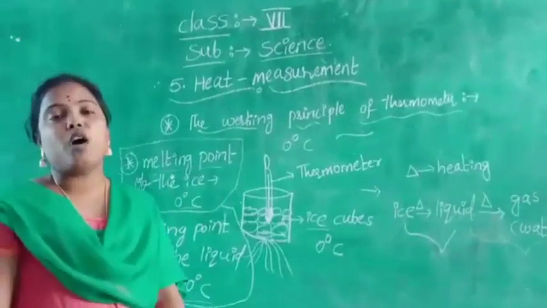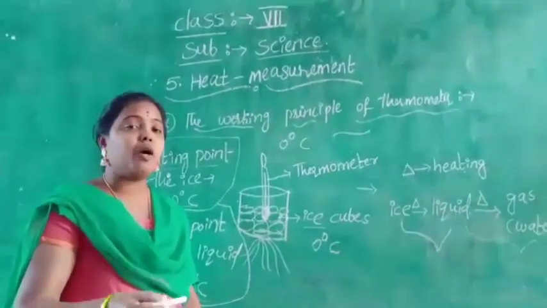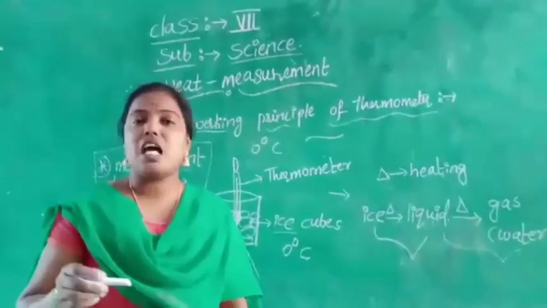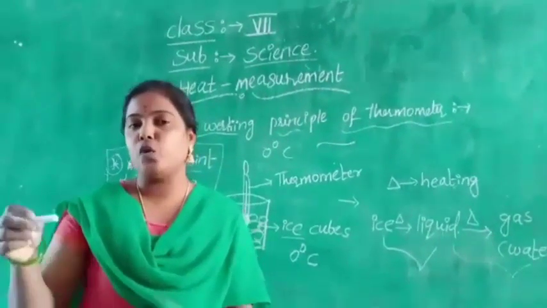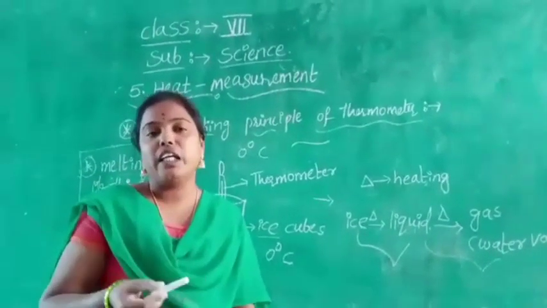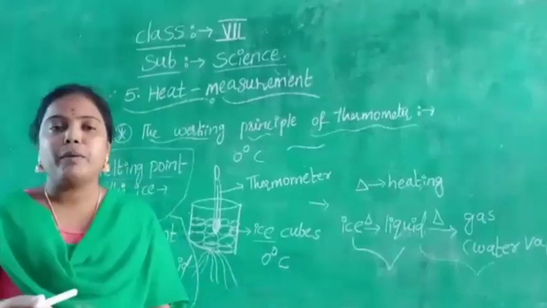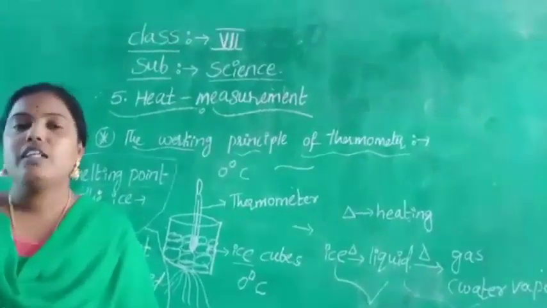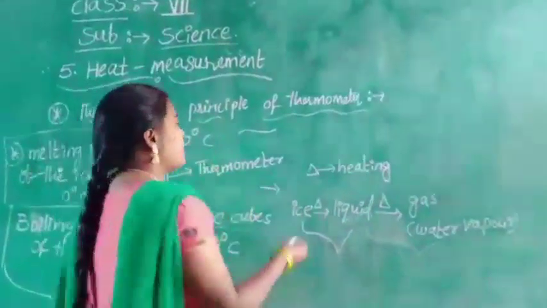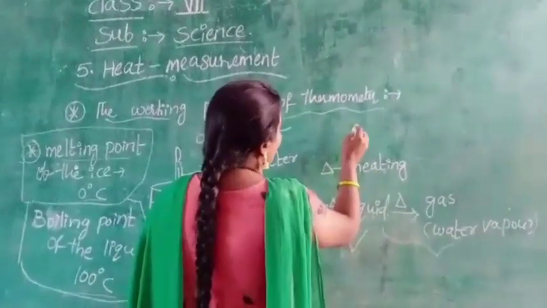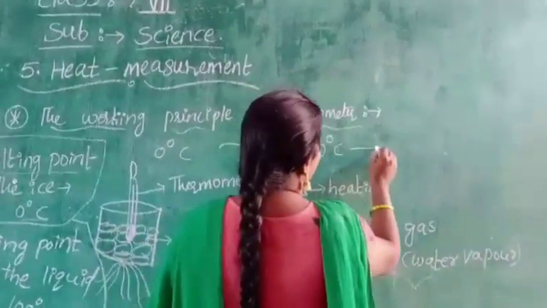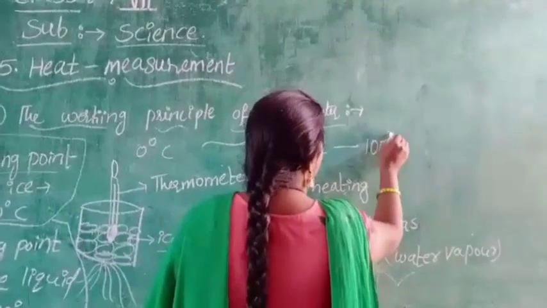This is about the working principle of the thermometer. When the thermometer is exposed to heat energy, the mercury starts expanding and flows upward, and it shows a particular reading according to the temperature. So from this we understand, the melting point of the ice is 0 degrees centigrade. The boiling point of the water is 100 degrees centigrade.